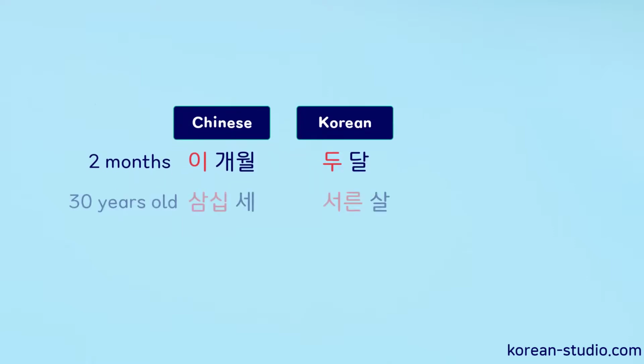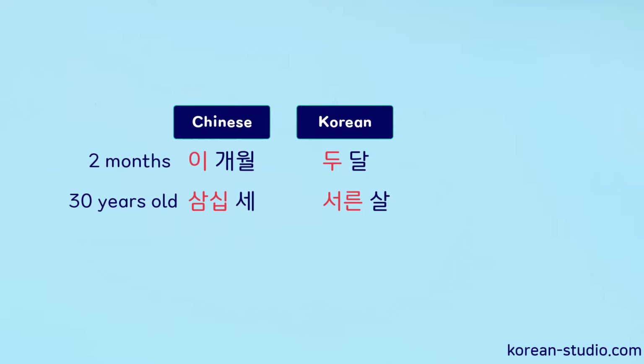Another example is the counter word for age, 살. 살 is rooted in Korean language. So to say 30 years old using 살, we can say 서른 살. So 살 is used with a native Korean number. However, we also have another counter word for age, and that's 세. And 세 is used with Sino-Korean numbers as it's rooted in Chinese language. So to say 30 years old using 세, we would say 30세.